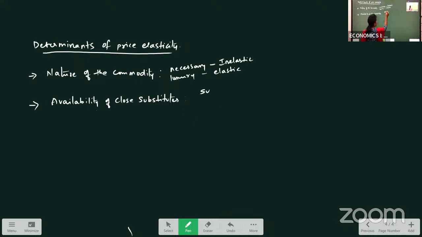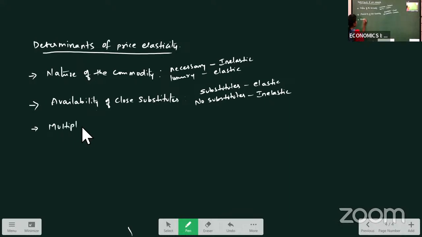Means if substitutes are available, there will be elastic demand. Means if price changes, demand also changes. If there are no substitutes for the commodity, then there is inelastic demand. If substitutes are not available, then there will be inelastic demand. Okay, then next determinant is multiple uses of the commodity.